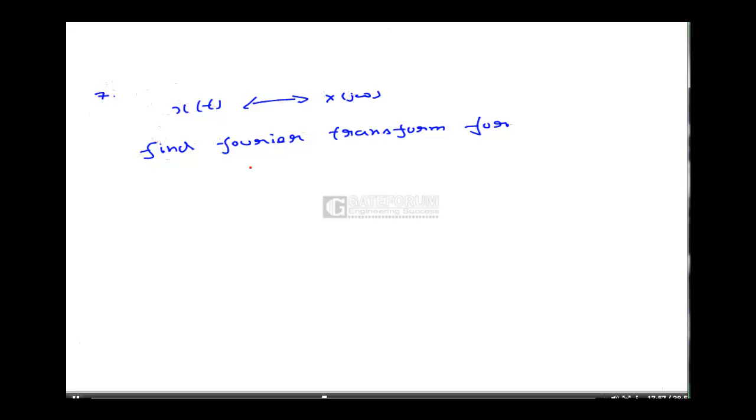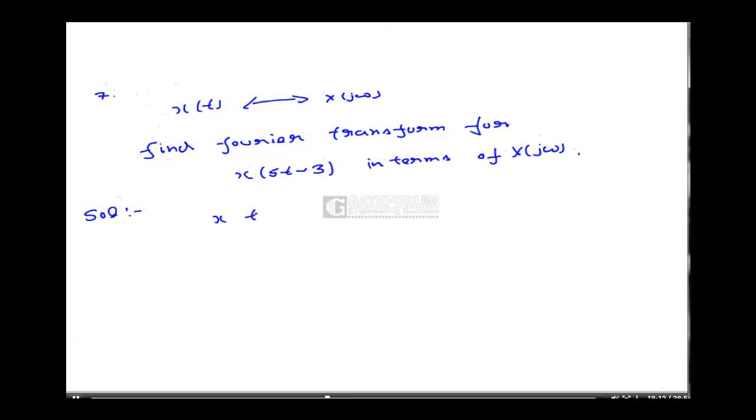As a problem from GATE 2006, let x of t and X of j omega be a Fourier transform pair. Now we have to find the Fourier transform for x of 5t minus 3 in terms of X of j omega.